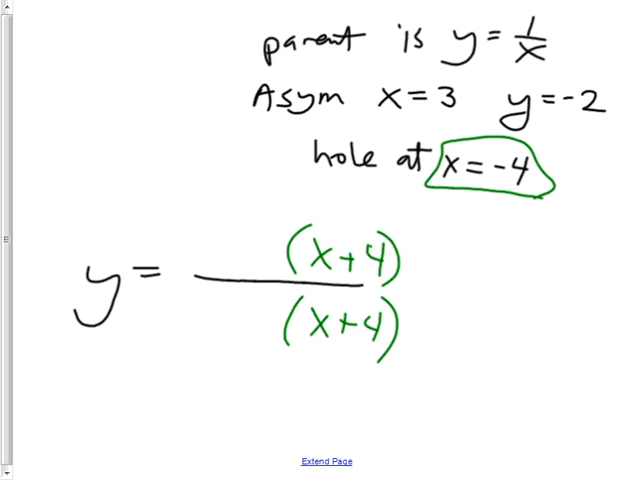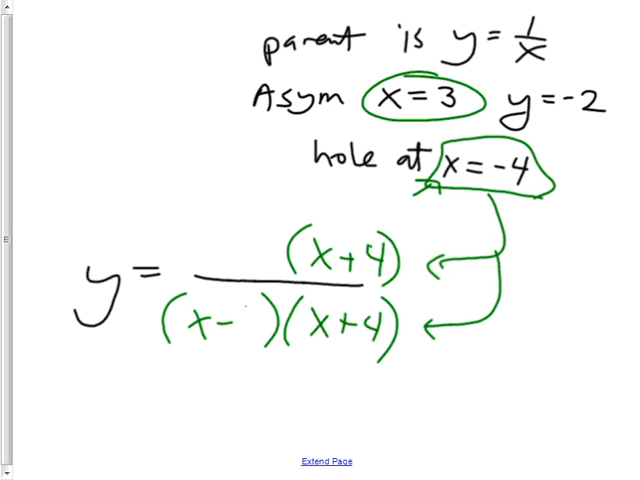Okay, so this hole for sure means we have that and that, because that's how you make a hole, is have something cancel on the top and the bottom. And -4 would go with an x plus 4 factor, if that's the root or the 0. Okay, so now if I'm going to put in the rest of this, asymptote at x equals 3. What does that mean? Bottom one has to have a what? X minus 3. Excellent. Okay, asymptote at 3 would be an x minus 3. Okay?